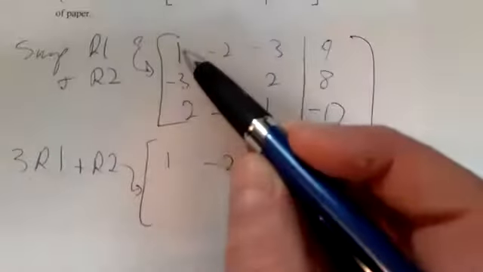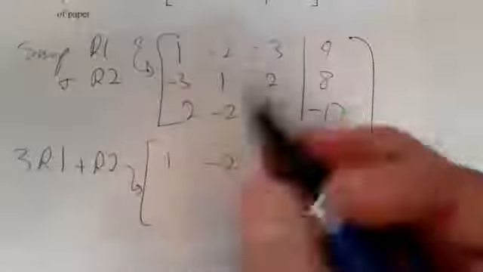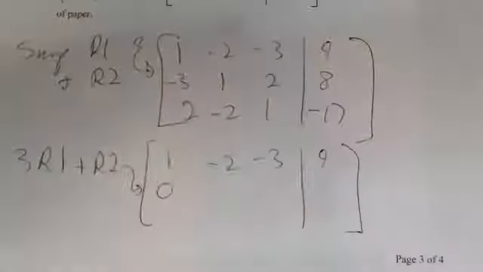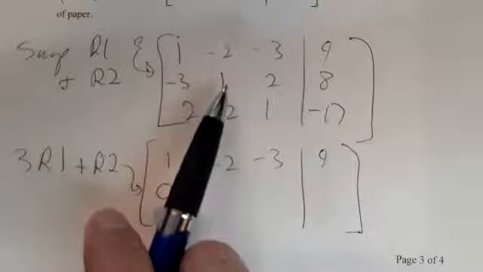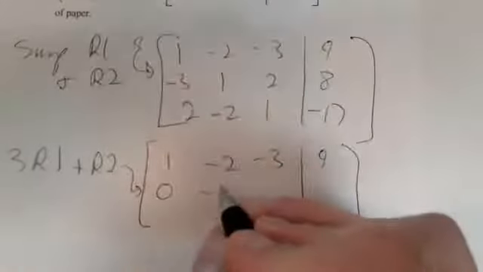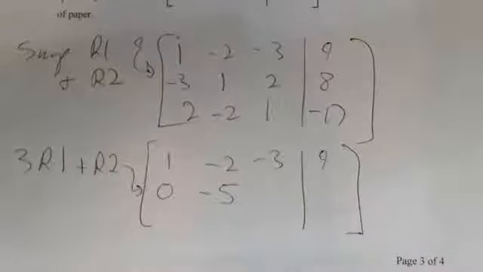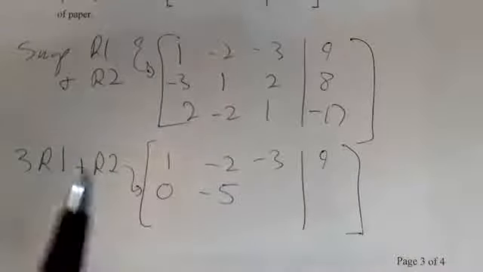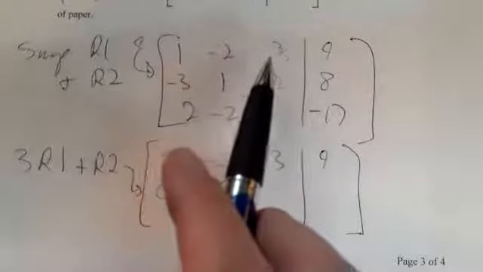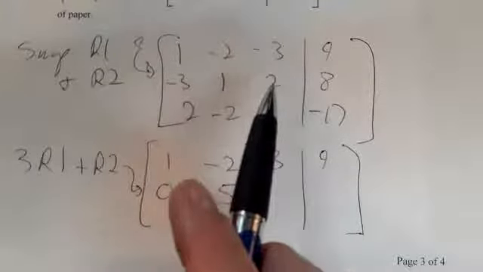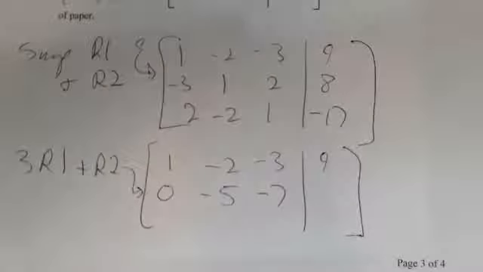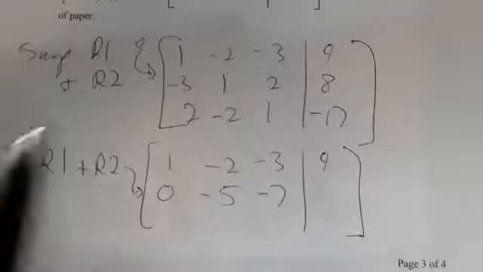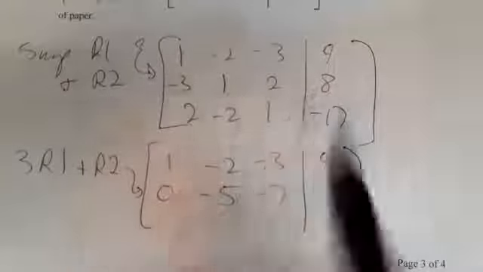So 3 times 1, add it to -3. That's going to be the 0 I was looking for. The next thing I'm going to do: 3 times a -2 is a -6. I'm going to add -6 plus 1, which is going to give me a -5. The next thing I'm doing is 3 times a -3 is a -9. -9 plus 2 is going to be a -7. And the last one here is 3 times 9 is going to give me 27, plus 8.